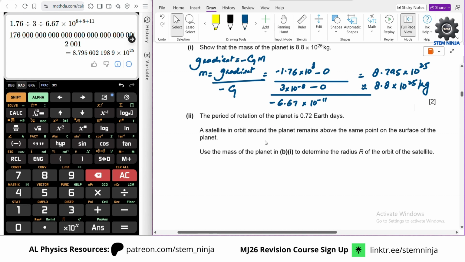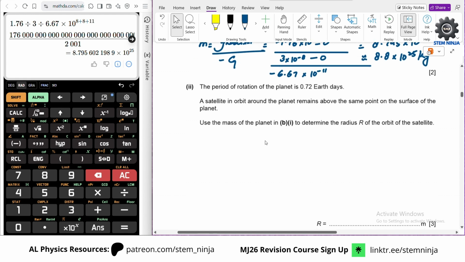Alright. The period of rotation of the planet is 0.72 Earth days. A satellite in orbit around the planet remains above the same point on the surface of the planet. That means it's a geostationary satellite. Not geostationary, this is geosynchronous. Use the mass of the planet in B1 to determine the radius r of the orbit of the satellite. So we know the relationship. We have done this many times, so r cubed is equal to GMT squared over 4 pi squared. So we need the r.